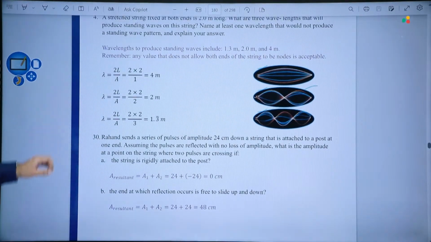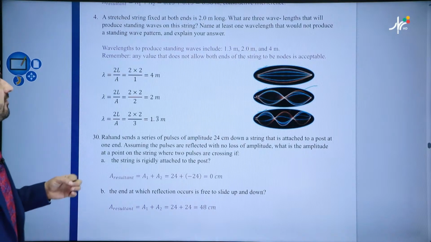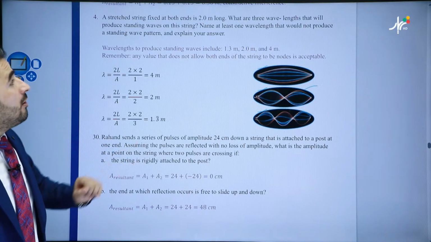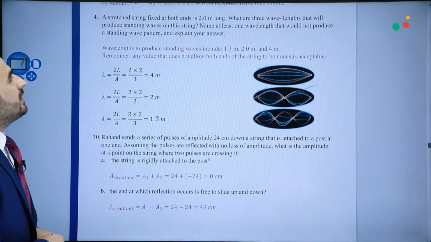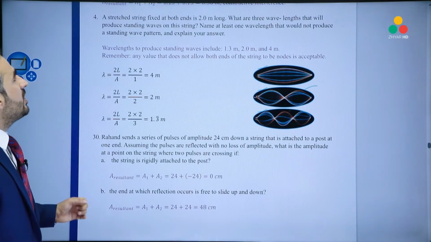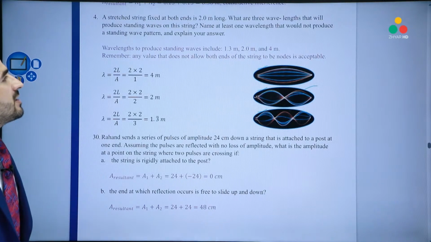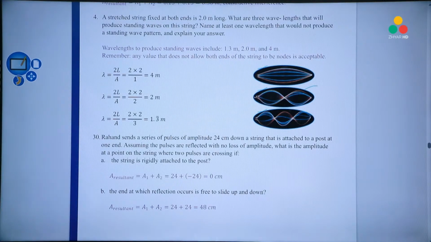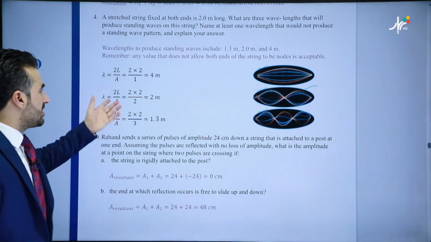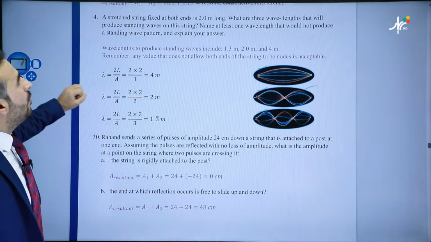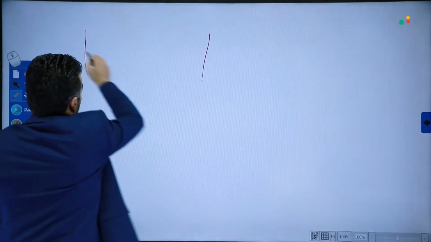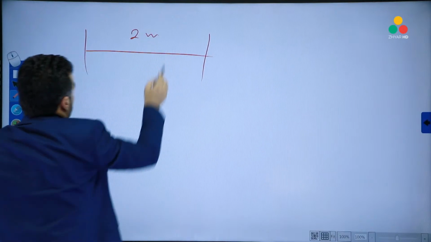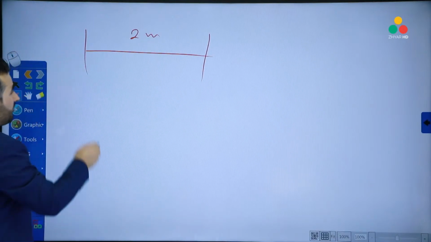As for question 4, it says, a stretched string fixed at both ends, 2 meters long. What are 3 wavelengths that would produce a standing wave on the string? Name at least one wavelength that would not produce a standing wave pattern and explain your answer. We can try different numbers with this. Remember, we have a string that is 2 meters long. So if we want to know what wavelength, we have the equation.